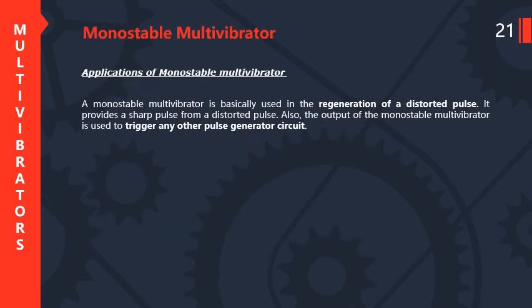Next is the application of monostable multivibrator. It is basically used in regeneration of a distorted pulse. It provides a sharp pulse from a distorted pulse. Also, the output of a monostable multivibrator is used to trigger other pulse generator circuits.